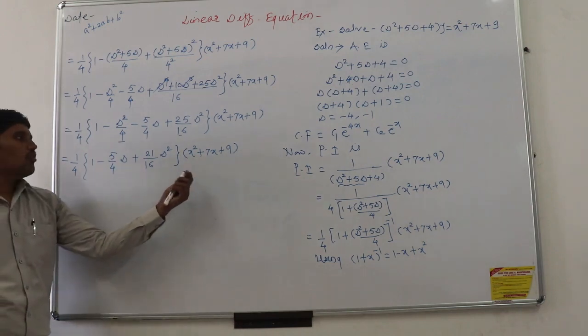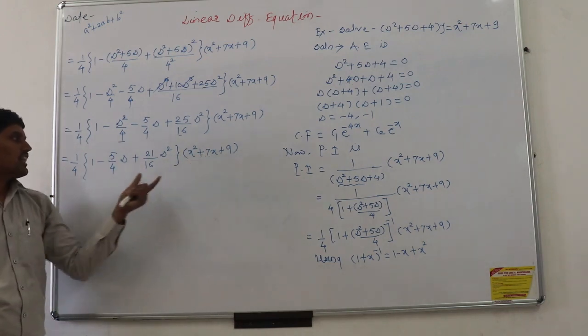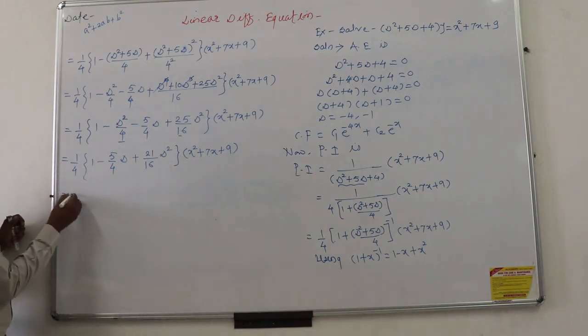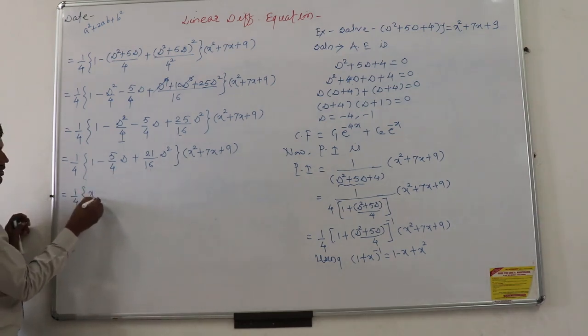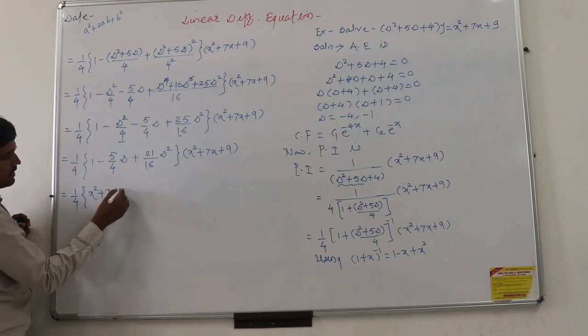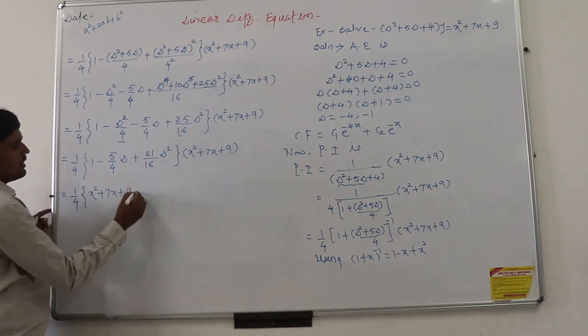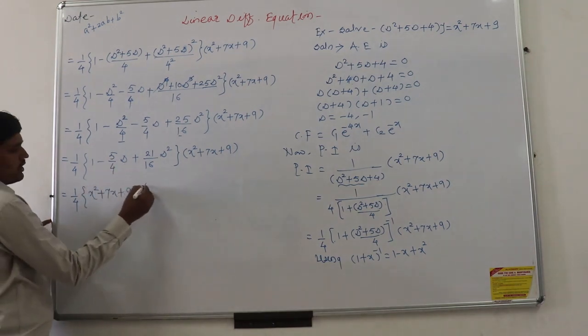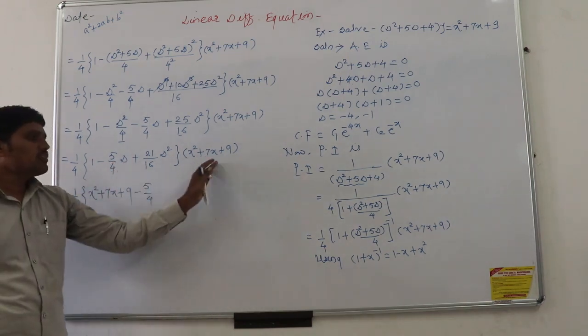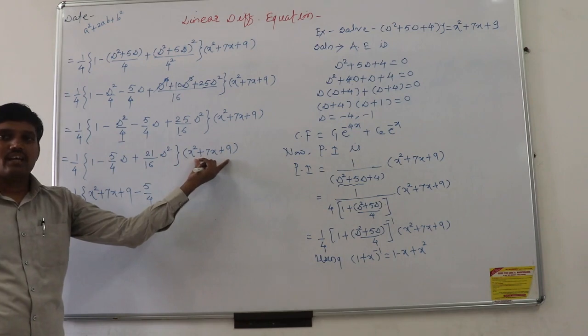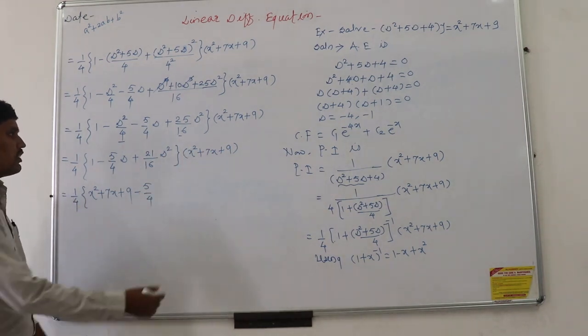Now multiply this x square plus 7x plus 9 with this bracket. In the bracket, the first term is 1, so if you multiply by 1 then it remains the same. So x square plus 7x plus 9 multiply by minus 5 by 4 into d. Here d means differential operator. So when we multiply this d with this bracket, we have to differentiate this bracket. So we have to find the derivative of this bracket.